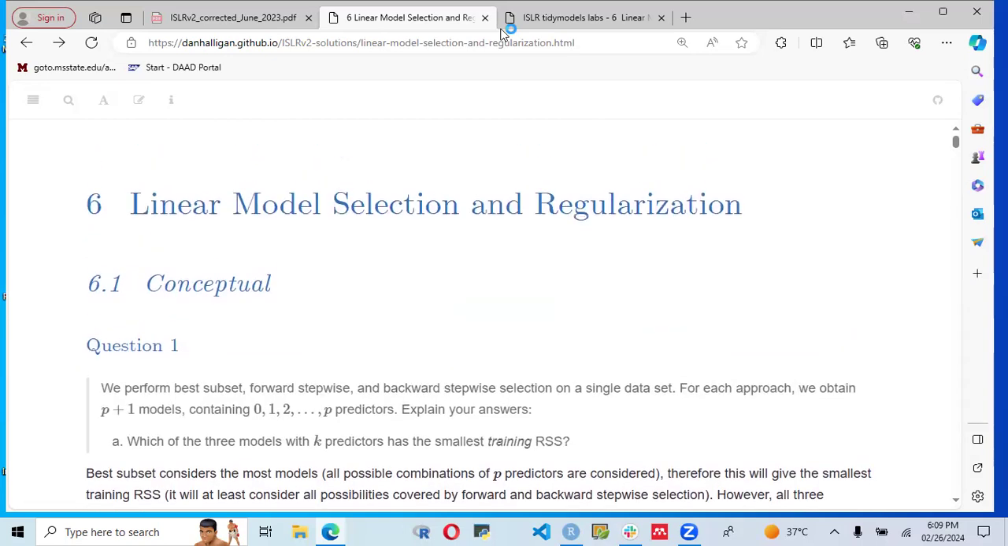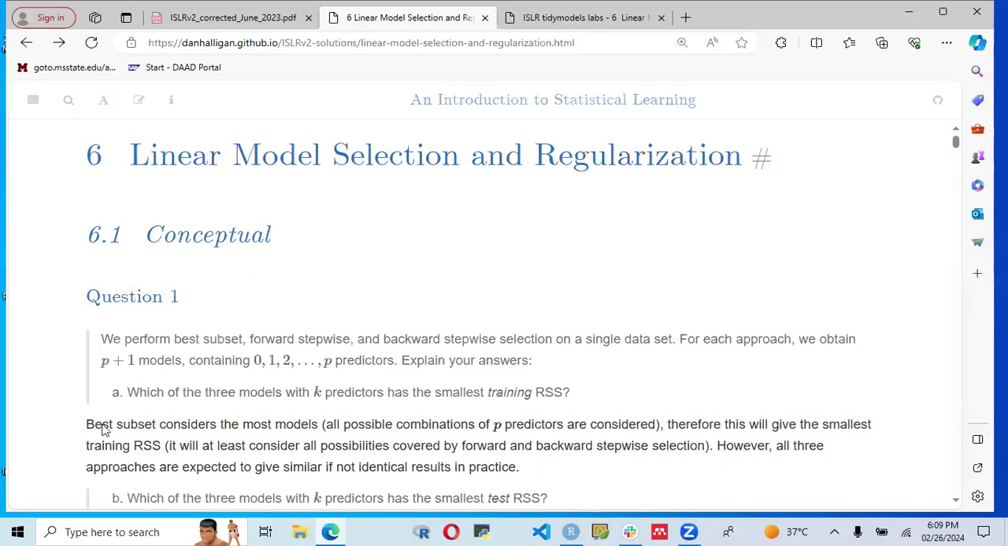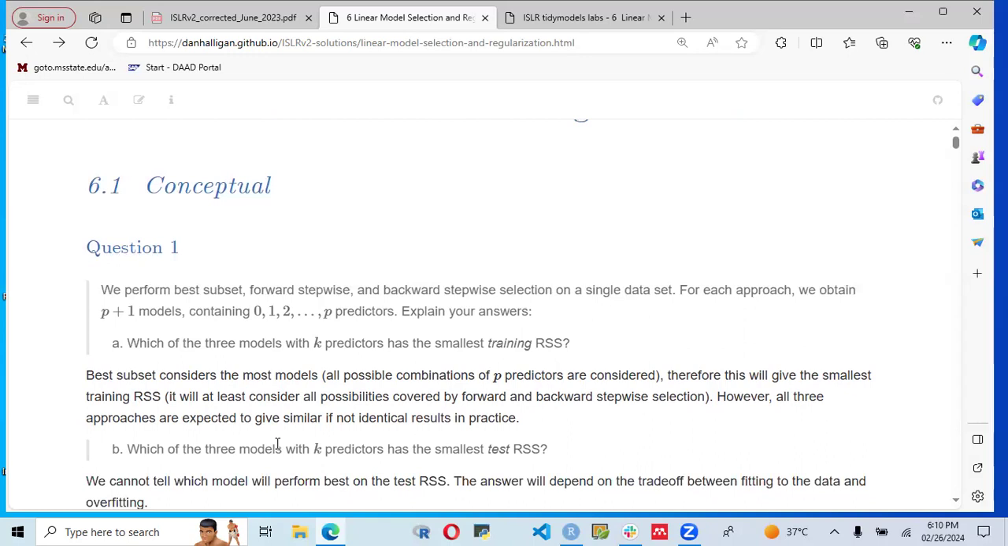Here they say that best subset considers the most models, that is, all possible combinations of p predictors are considered in best subset. Therefore, it will give the smallest training residual sum of squares. It will at least consider all possibilities covered by forward and backward stepwise selection. However, all three approaches are expected to give similar, if not identical, results in practice.